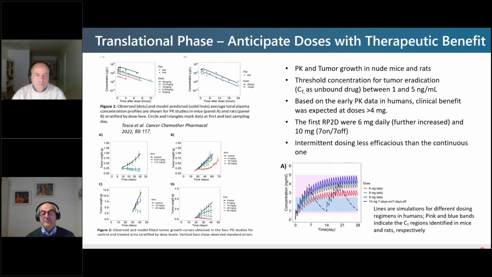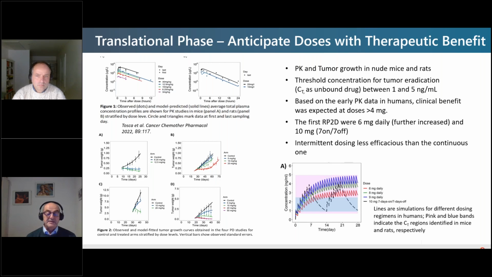In the plot on the bottom right, you can see the range of these concentrations overlaid with the PK profile simulated for different dosing regimens in human subjects. Essentially, based on the first clinical PK data, it was possible to extrapolate that doses above 4 milligrams daily would have been characterized by clinical benefit. And indeed, the first recommended phase 2 dose proposed was 6 milligrams once daily, which provided concentrations within the anticipated range of active concentration.